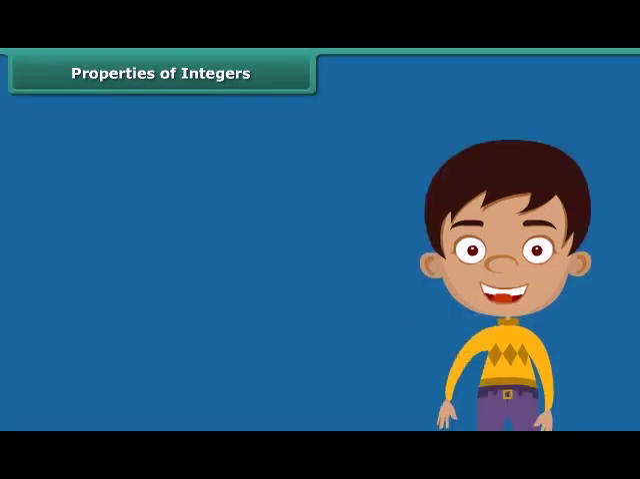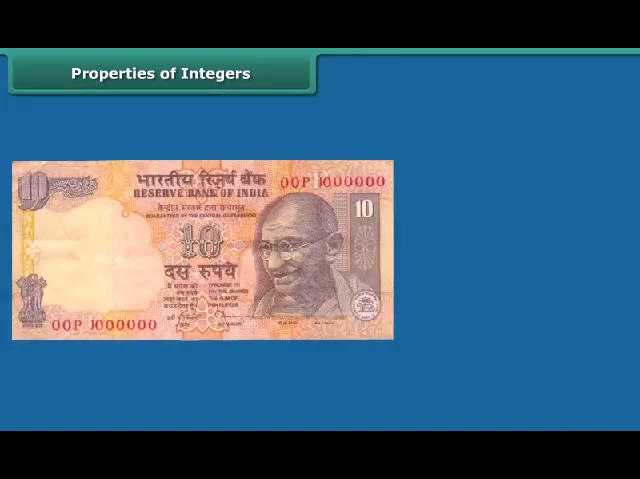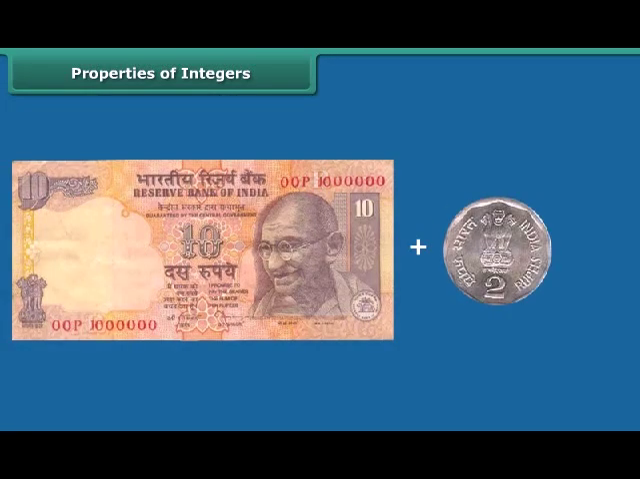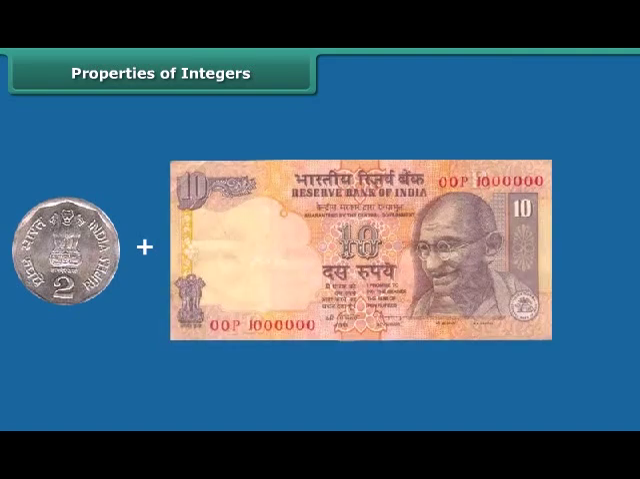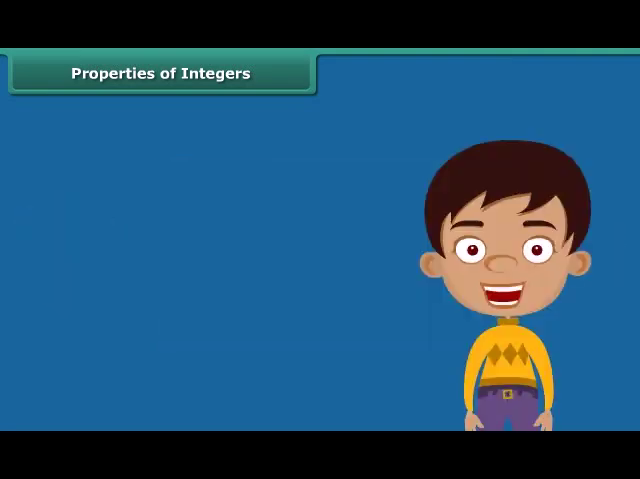Let's now move towards another property, that is commutative property. This is a 10 rupee note. If we add one coin of 2 rupees in it, we will get 12 rupees. Now take a coin of 2 rupees and add one note of 10 rupees in it. Again, we will get 12 rupees. Or we can write it as 10 plus 2 is equal to 12, and 2 plus 10 equals 12.